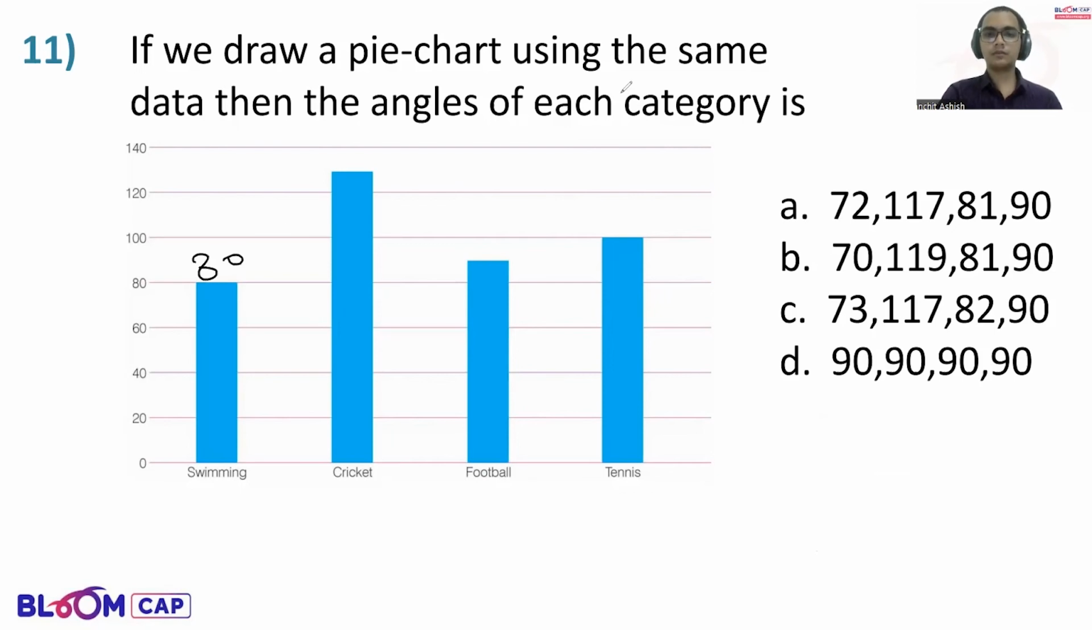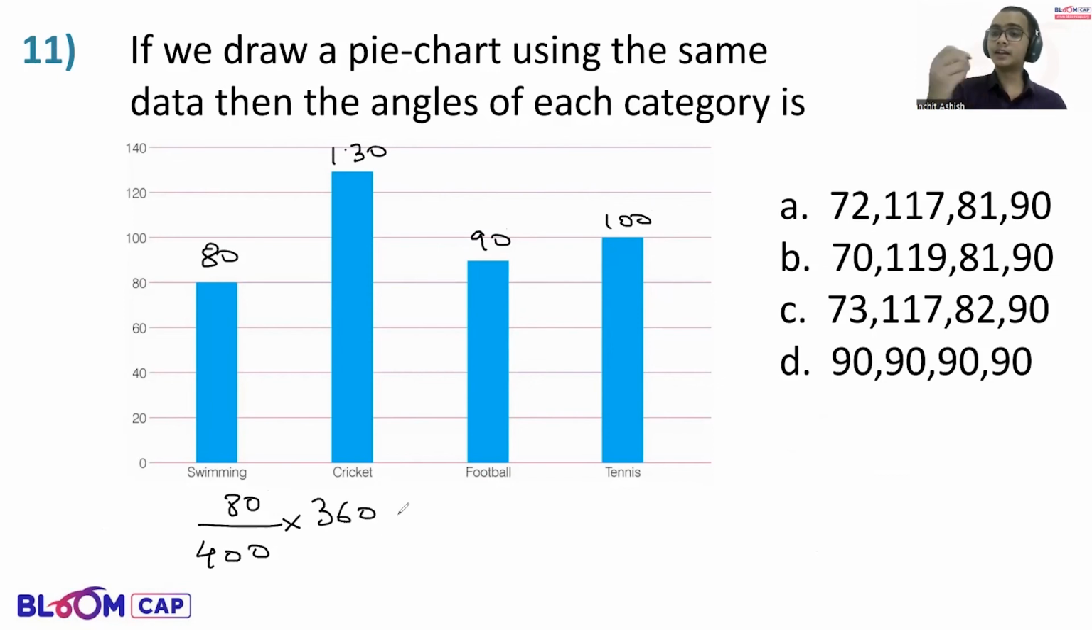80, 130, 90 and 100. Now, what we do is to find the angle of swimming, we'll write that number divided by total into 360 because a circle has 360 degrees. ये हमें आंसर्स दे देगा in degrees.